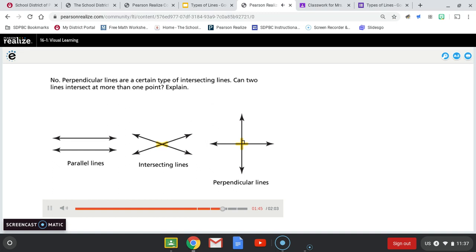Can two lines intersect at more than one point? Explain. No, lines are straight, so they can only intersect at one point.